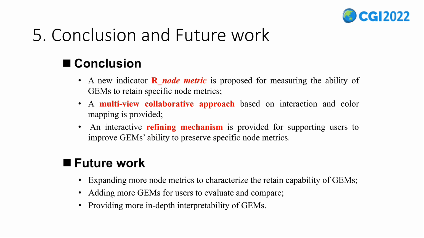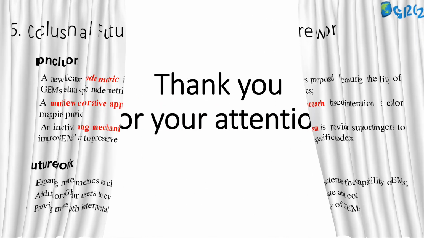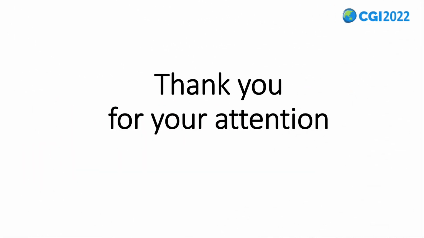However, several aspects of the system can still be improved. First, we plan to expand it with additional node metrics to characterize the graph, so that more R-node metrics can be applied to more accurately measure graph embedding models' ability to preserve graph structural features. Second, we also plan to include more graph embedding models in the system. In addition, we will provide more in-depth interpretability of graph embedding models. That's all. Thank you.